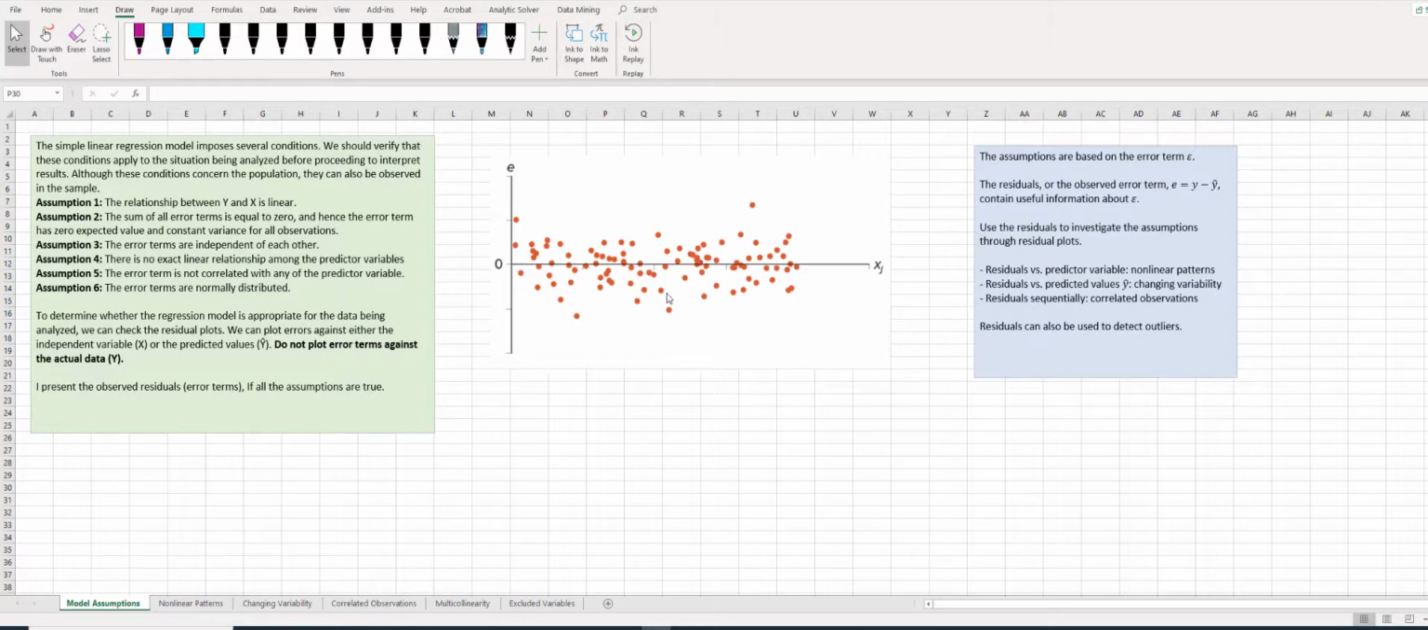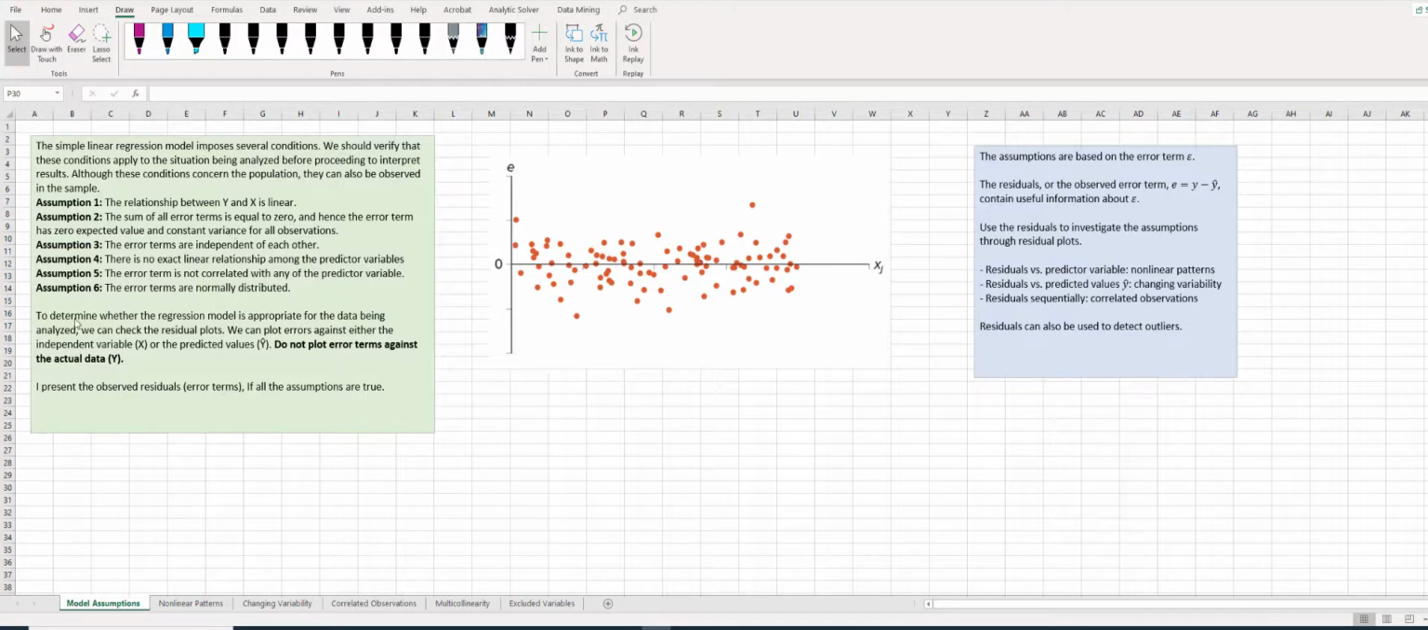Here I present the observed residuals if all assumptions are true. Note that all the points are randomly dispersed around the zero value of the residuals. Also, there is no evidence of outliers because no residual stands out from the rest. Any discernible pattern of the residuals indicates that one or more assumptions have been violated. So we have 6 assumptions.